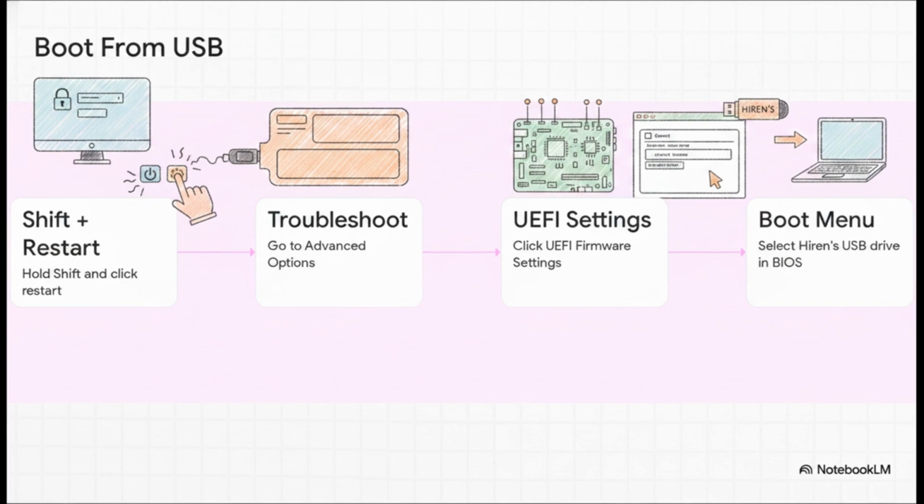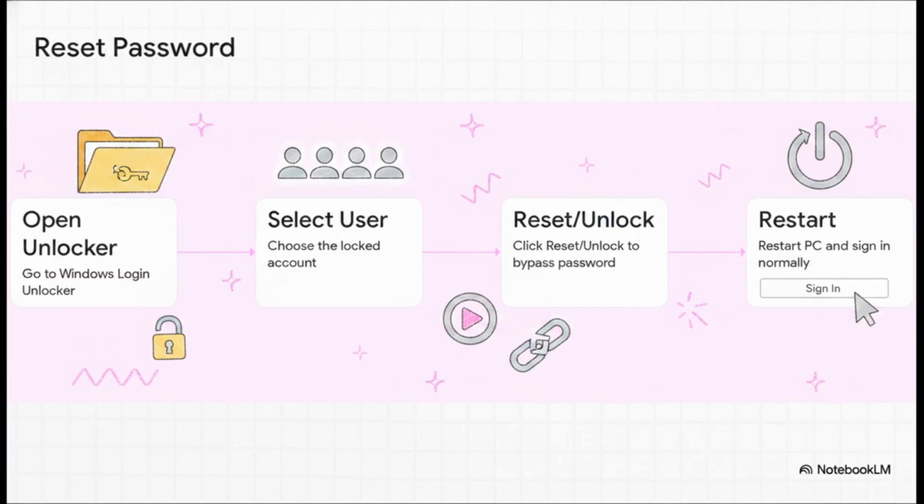And from your BIOS boot menu, you just tell the computer to boot from your Hiren's USB drive instead of your hard drive. Once you're back in the Hiren's environment, the fix is just beautifully simple. You open the Start menu, head over to the Security folder, and launch a tool called Windows Login Unlocker. A dashboard pops up showing literally every user account on that computer. You just highlight your locked account and click the Reset/Unlock button.